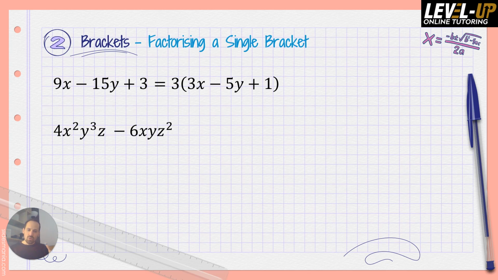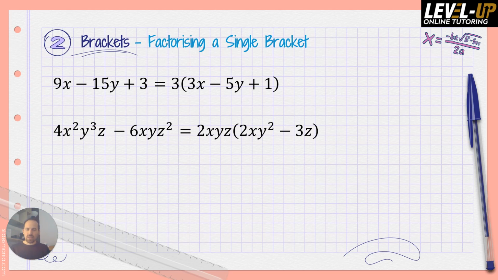We can do the same thing for something more complicated like this. We've just got to go through and look at what factors they all have in common. So you look at each part individually. We look at the number part, then we look at the x's, the y's, the z's. So 4 and 6, we have a common factor of 2. X squared and x, there's one common factor of x there. Y cubed and y, there's one common factor of y there. And z and z squared, again, there's just one common factor of z.